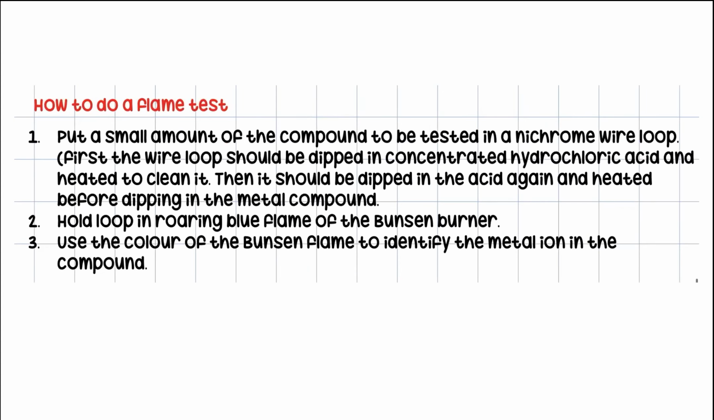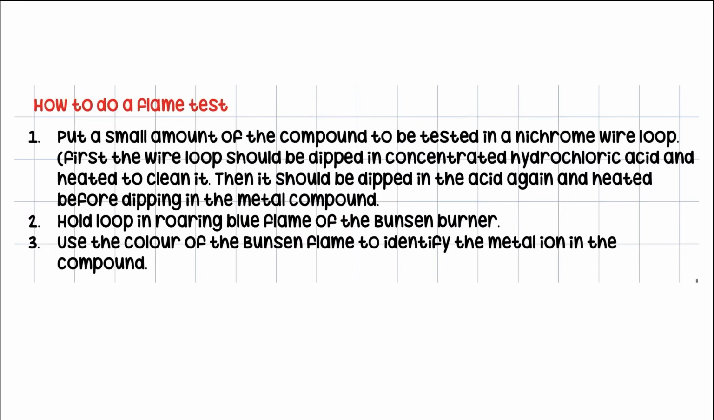So, how do we do the flame test? First of all, you need to clean the wire loop. This is done by dipping it in concentrated HCl and then heating it to clean it. This should be done again to thoroughly clean it. Next, you need to put a small amount of the compound on. You do this by dipping it into the metal compound, and this is done on a nichrome wire loop.